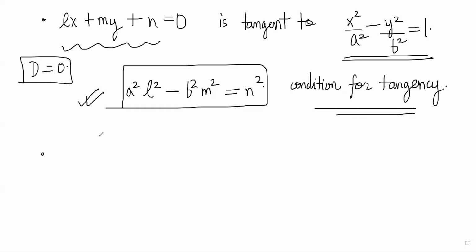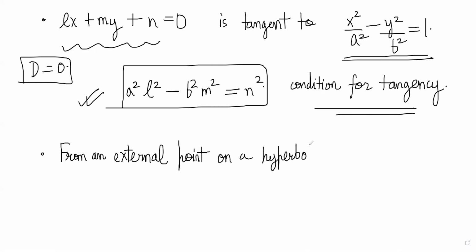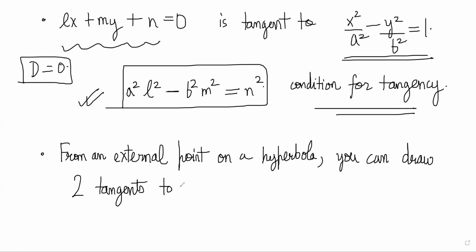Then again, another point is that from an external point of a hyperbola, you can draw two tangents to the curve. Two tangents to the curve. Similar to what we did for parabola and ellipse, so nothing major here.